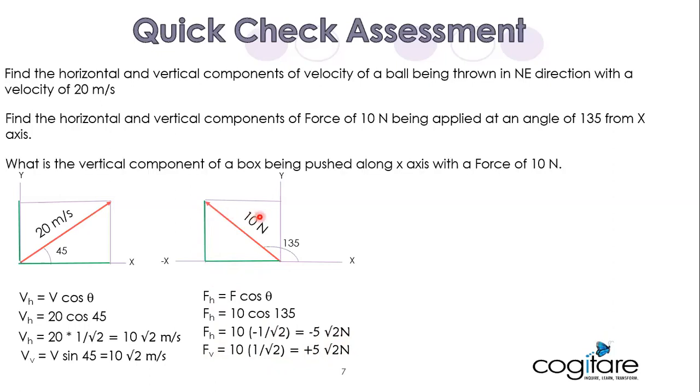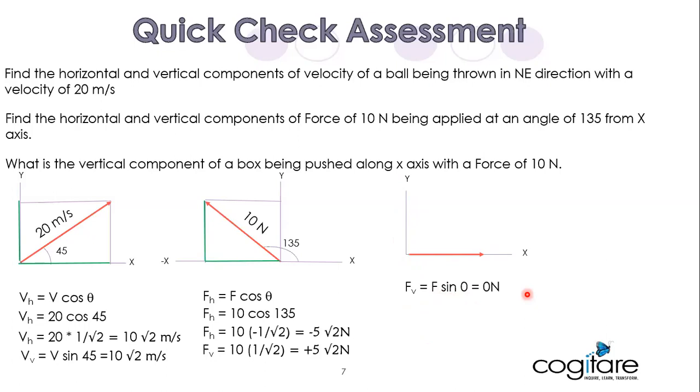What is the vertical component of a box being pushed along the x-axis with a force of 10 Newton? We realize that this force is along the x-axis, so it will not have a component along the y-axis. So the vertical component is going to be F sin 0, or 0 Newton. So these were the simple quick check assessment questions. Now we'll move on to this lesson.